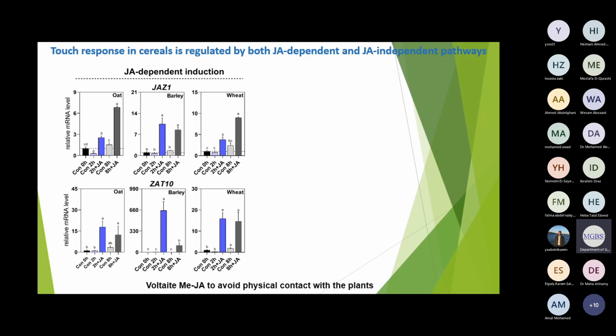No. Yes, this is just molecule dependent and independent as well. Yeah, you're welcome. Thank you very much. You're welcome.